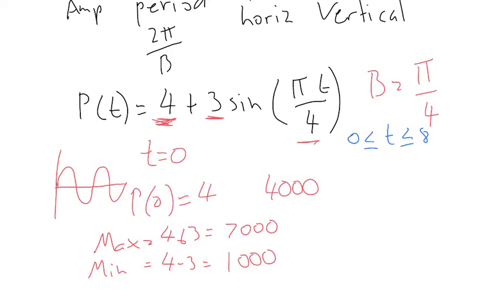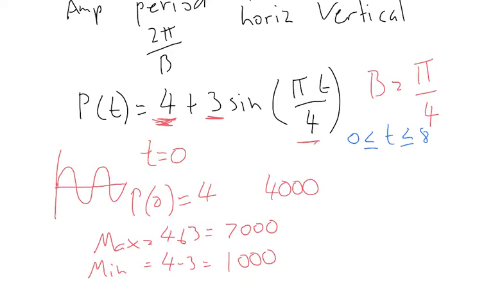So it's very important. Once you see the equation and you know what a, b, c, and d are, we can get the information we need to solve it. So the initial population is 4,000, the highest population was 7,000, and the lowest population was 1,000.